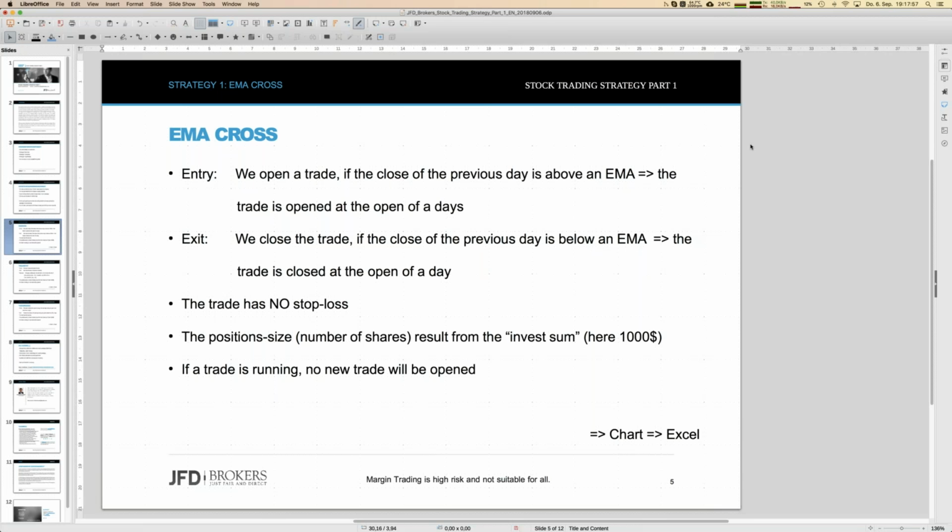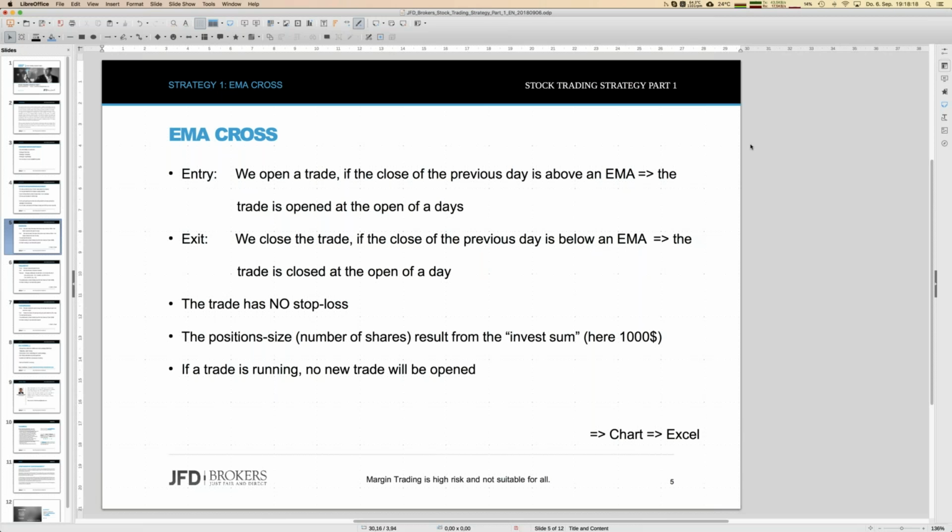So we would once again look, hey, what about the close price of the previous day? Is that below the EMA? The close, then it would trigger the close of our trade. And we would do it at the open of the day. That's all. That's the strategy. We will have a look at the chart as well in a minute.